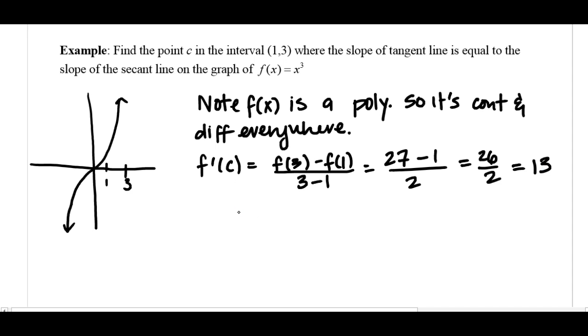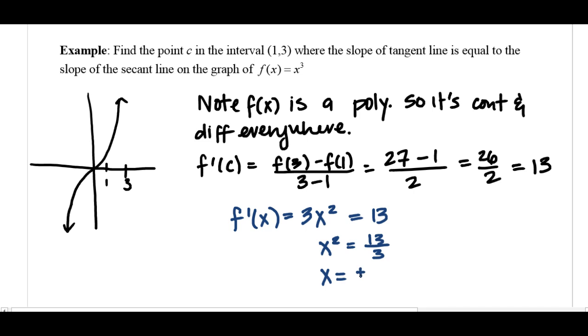So this is a nice one. The derivative of f of x is 3x squared. So we're setting 3x squared equal to 13 and solving for x. So I get x squared equals 13 over 3. So x is plus or minus the square root of 13 over 3. So I got out two different values, but drawing the graph sometimes helps make sense of that.